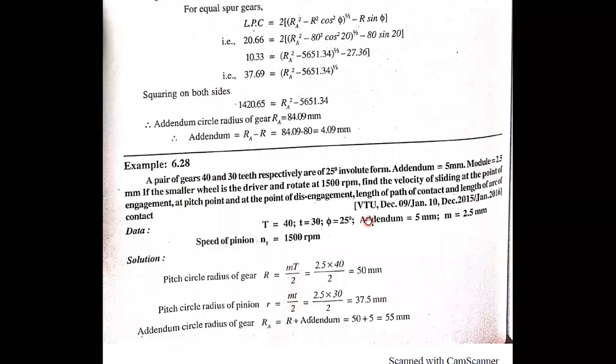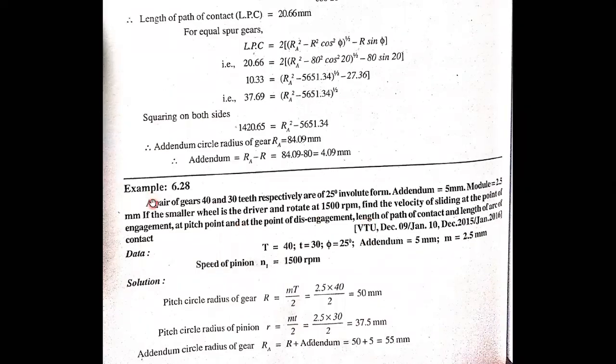This is somewhat different problem, an important problem. 6.28: a pair of gears with 40 and 30 teeth respectively are of 25-degree involute form. Addendum is 5 mm and module is 2.5 mm. If the smaller wheel is the driver and rotates at 1500 rpm, find the velocity of sliding at the point of engagement, at the pitch point, and at the point of disengagement.